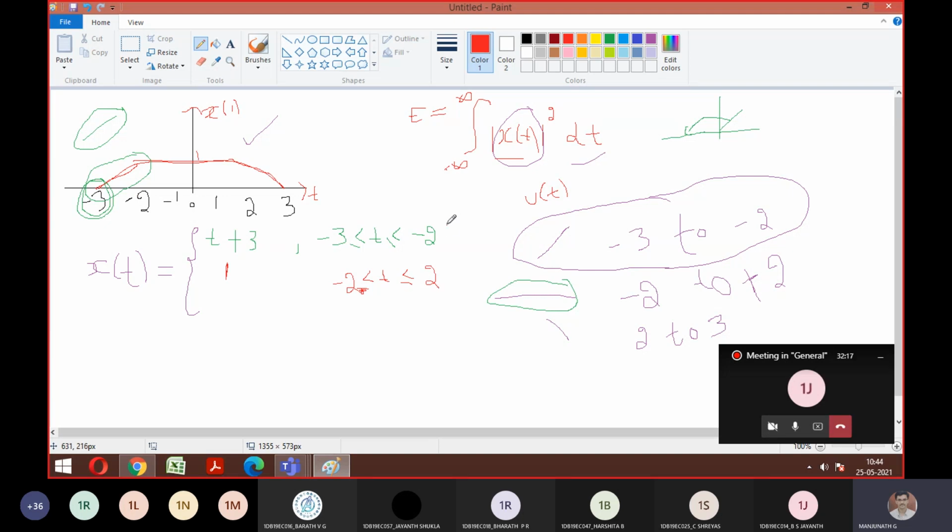Any doubts, anyone, on how we wrote the first two? This interval is very important because of this formula. You have to split x of t as x1 of t for the interval -3 to -2, and do integration. Then x2 of t as 1, so you can integrate from -2 to +2, and last x3 from +2 to +3. Is it okay till here?